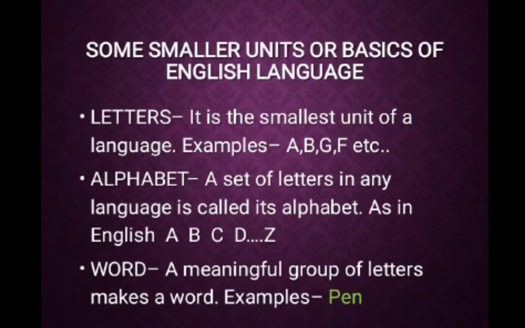After letter, alphabet comes. Now, what is alphabet? A set of letters in any language is called its alphabet. As in the English language, A, B, C, D, so on and on till Z, means A to Z. It is called the alphabet, but the condition is it should be in proper order, in proper sequence. Just come B after A, C after B, D after C, so on and on till Z. This is called the alphabet.